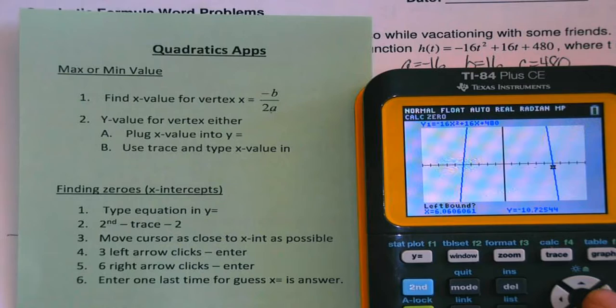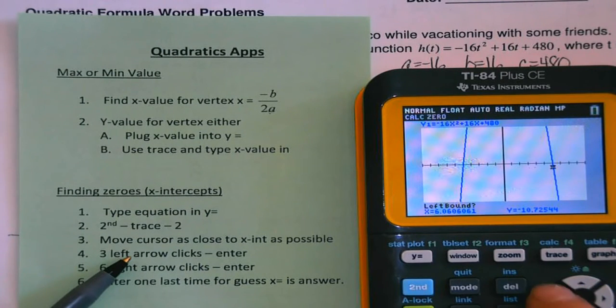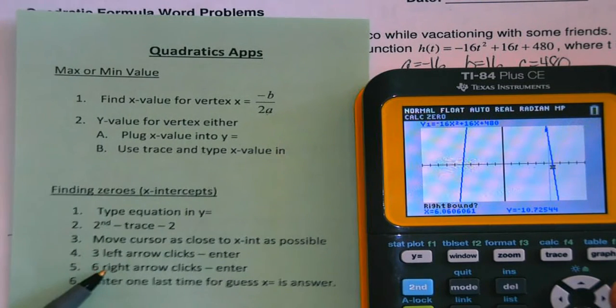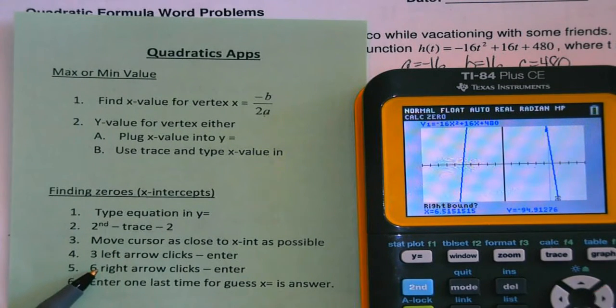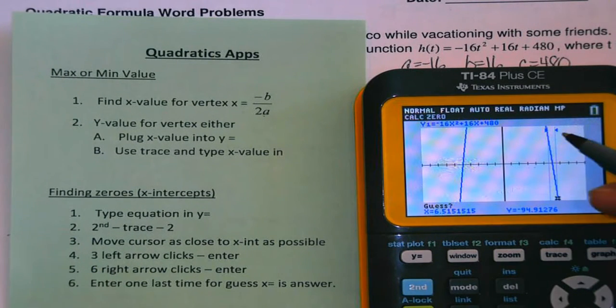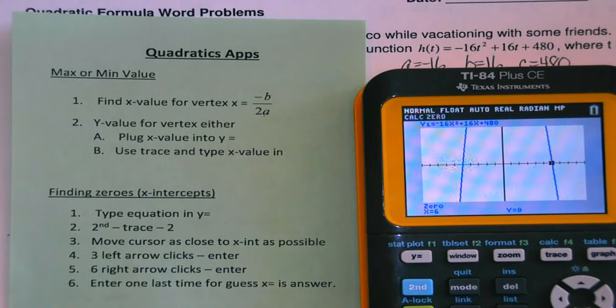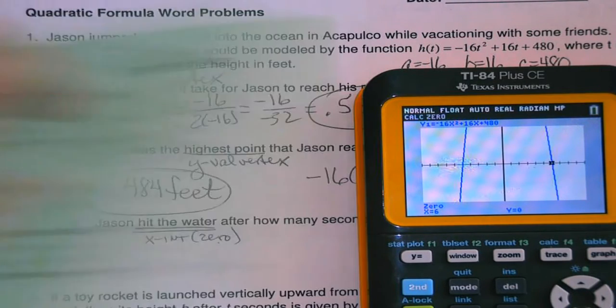Okay, that's pretty close. 3 left arrow clicks. Enter. There's my first border. 1, 2, 3 to get back where I started. 1, 2, 3 more. Total of 6. And notice my little arrows are entrapping the point that I'm trying to find, this 0 right here. I hit enter one more time, and it tells me the answer is 6.